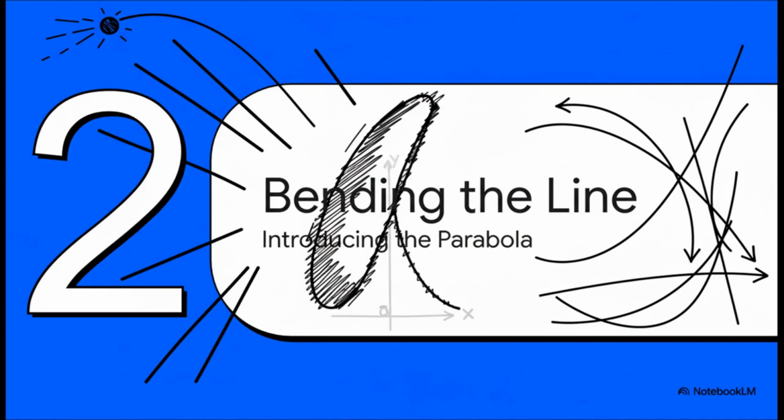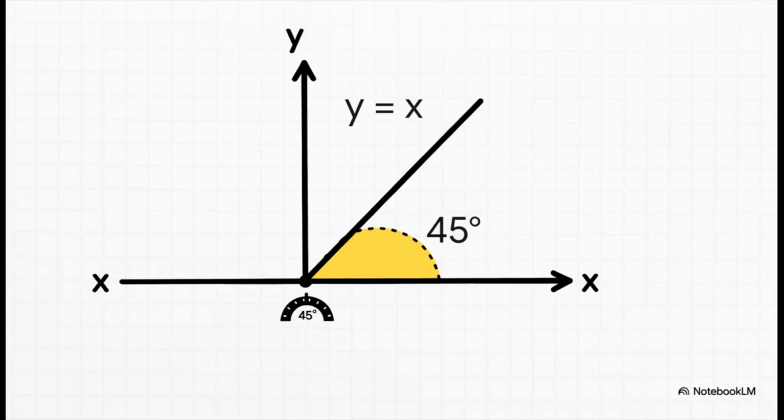Okay, so straight lines, we got them, they're awesome. But let's be real, the world isn't just straight lines, right? It's full of curves. So here's the big question. How do we make math bend? Well, let me introduce you to the parabola. So we're going to start with the simplest line you can imagine, y = x. Just a perfect diagonal line cutting right through the middle.